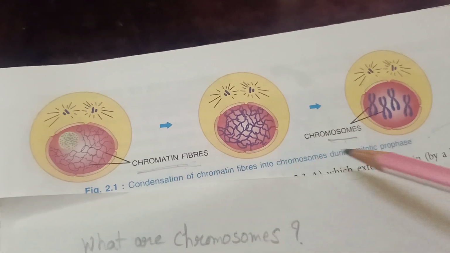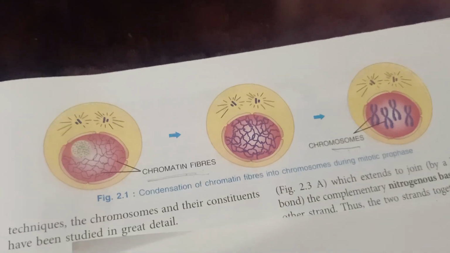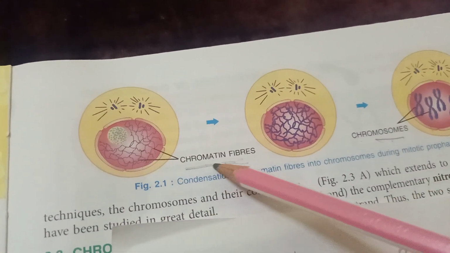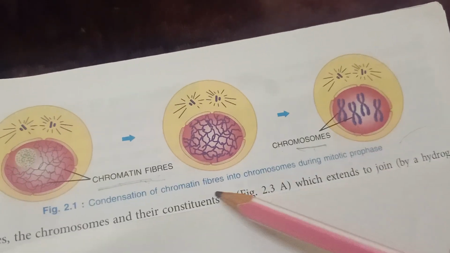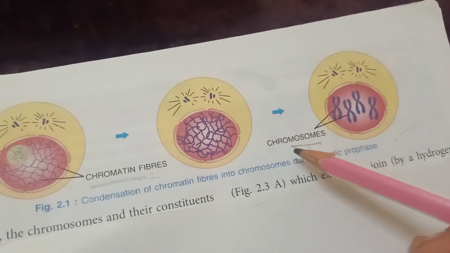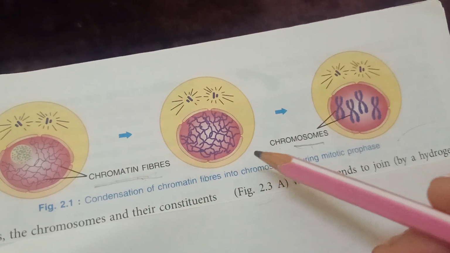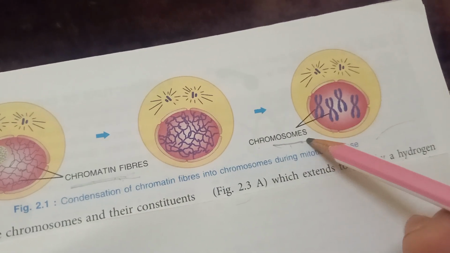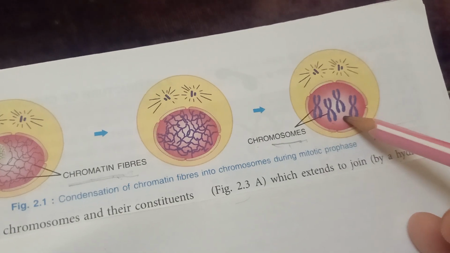That is, this is the DNA content of the cell, but the DNA content before the process of division is called chromatin fiber, and when the division starts and the chromatin fibers condense, then the DNA content is called chromosomes. Chromosomes are the DNA content in the cell.